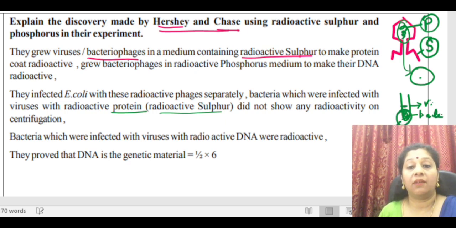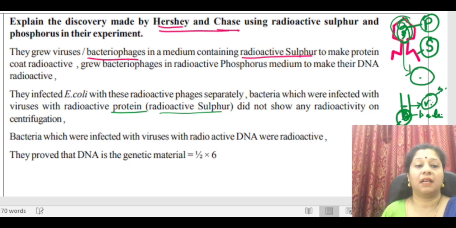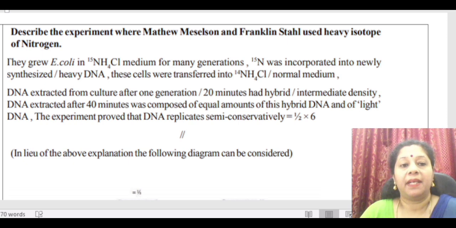That showed, and what was seen? Phosphorus. So that means the DNA part came inside the bacteria. The viral part was radioactive sulfur. So bacteria which were infected with viruses with radioactive DNA were radioactive, and they proved that DNA is the genetic material. Next is another important experiment in this chapter.